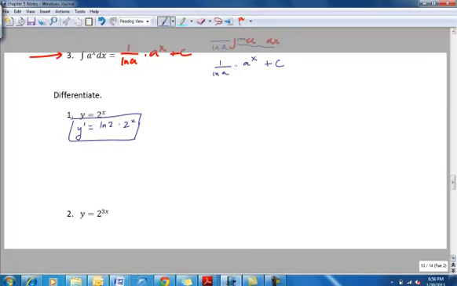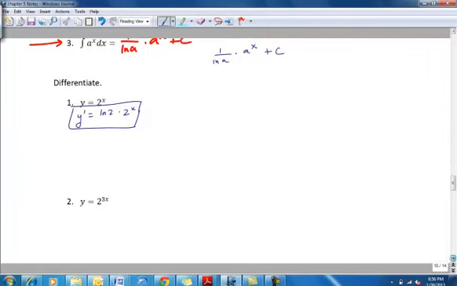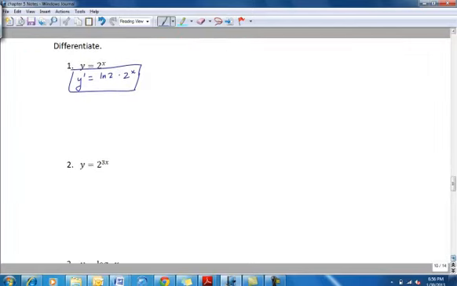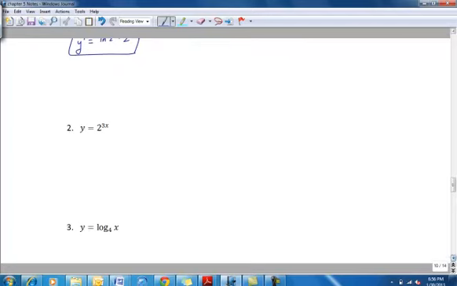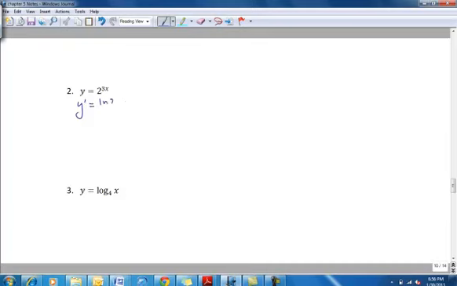Okay, number 2 is very, very similar, except as you know, the exponent is a different function besides x. It's composite. So y equals 2 to the 3x. Y prime would equal ln of 2 times 2 to the 3x times the derivative of what's on the inside, so it'd be times 3.